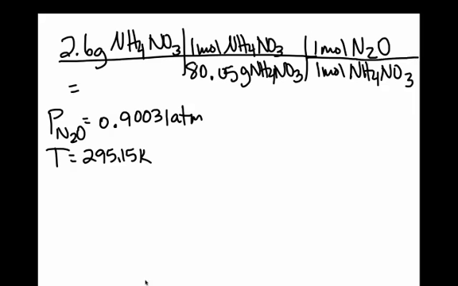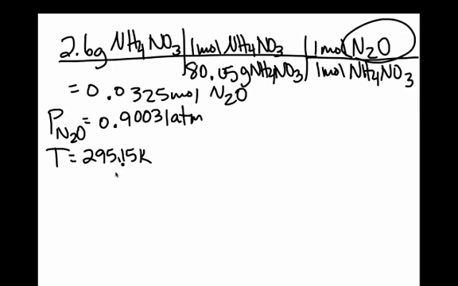And I just noticed in our balanced equation, it looks like we have a typing error. We should be dealing with this gas, not NO2. Otherwise, our equation doesn't really balance, does it? So I've got 0.0325 moles of the N2O gas at a pressure of 0.9 atmospheres and a temperature of 295. We need to find the volume of this.